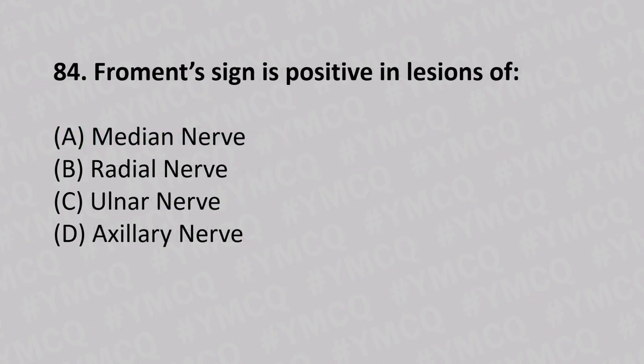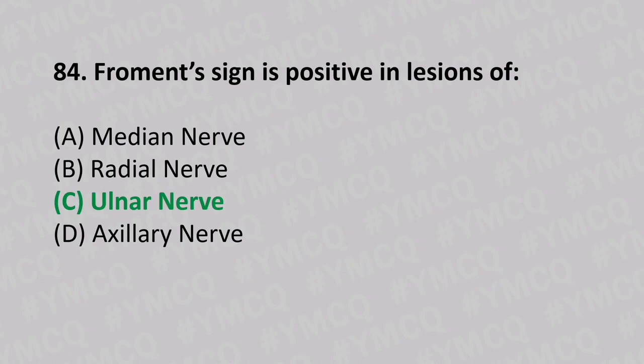Moving to our 84th question. Froment's sign is positive in lesion of: Option A, median nerve injury; Option B, radial nerve injury; Option C, ulnar nerve injury; Option D, axillary nerve injury. And the answer is Option C, ulnar nerve injury.